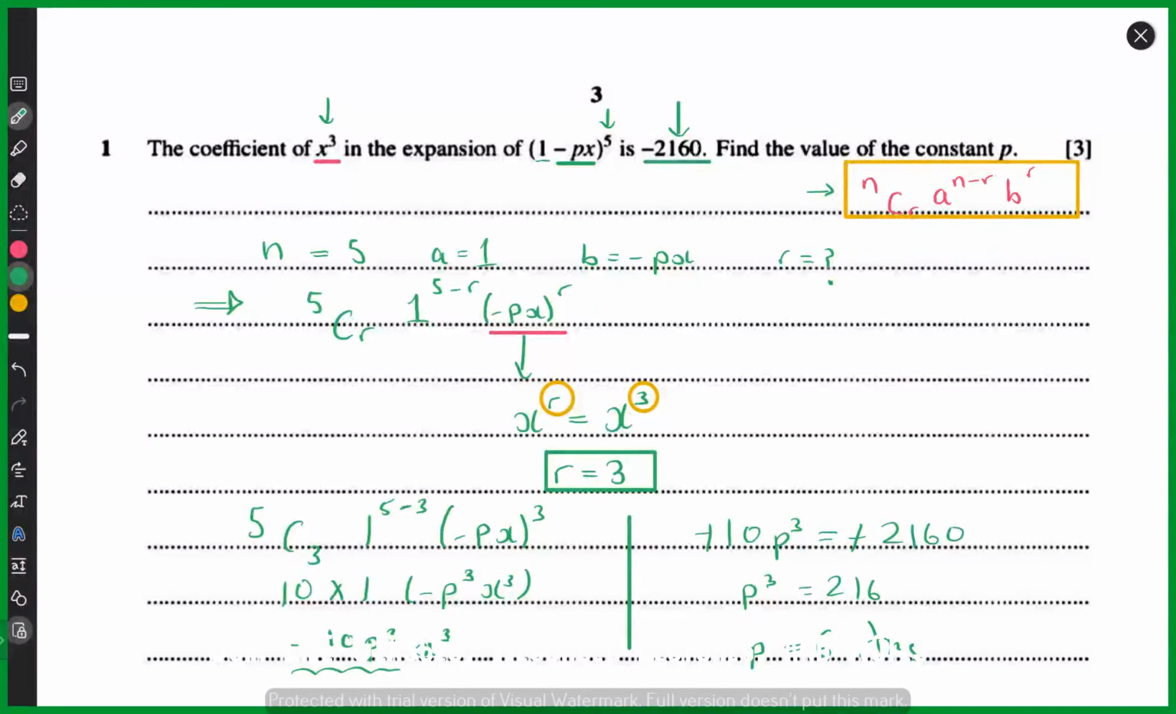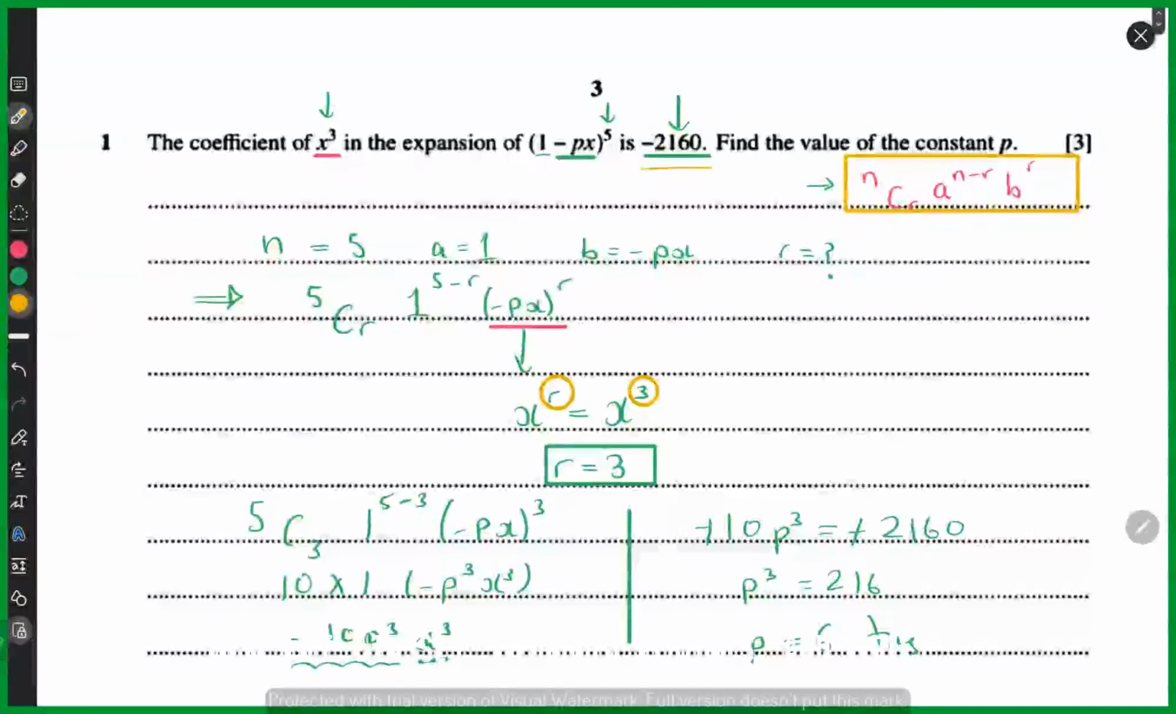Miss, where did the x go in 10p cube? This one? There was also the x cube, yes, miss. Okay, so it said the coefficient of x cubed, right? So whatever we have written next to x cubed was basically minus 2160. So this means that whatever we have written next to x cubed is this thing, and this thing is equal to minus 2160. That is why I did not write x cubed, because the coefficient of x cubed is minus 2160. Okay, when we will expand, it would show up like this.